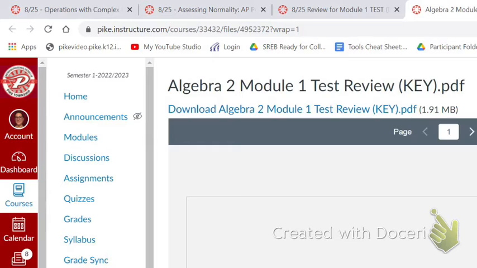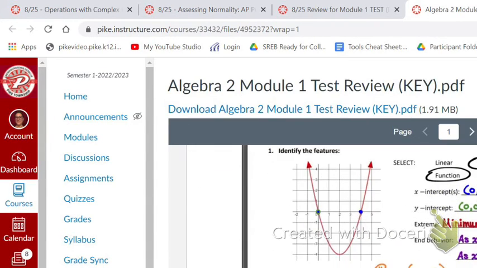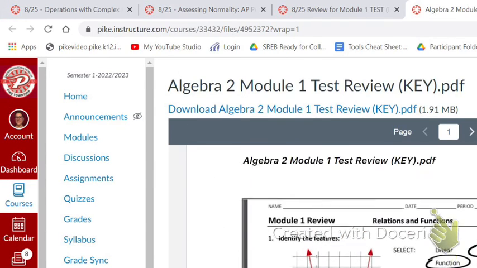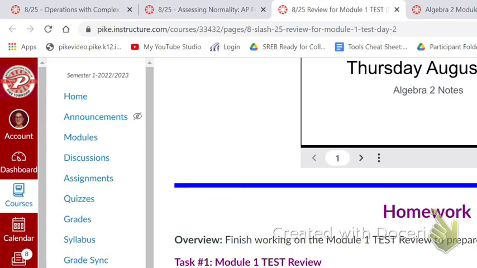Because I saved it as a PDF, it'll open up on your phones just fine. There's all my answers, every single question. All right? Do you guys know how to find it now? Okay. Which problems would you guys like to look at from the review? Number 2, absolutely.